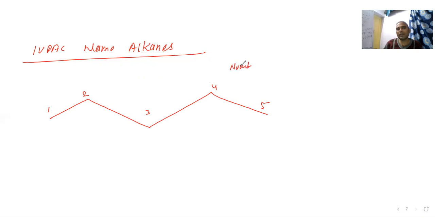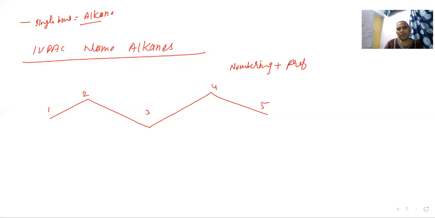Sir, how will we know if it is an alkane or something else? Single bond means alkane. Okay? Single bond is there, so that will be alkane only. Just now you told me. Okay, sir. So that is numbering.